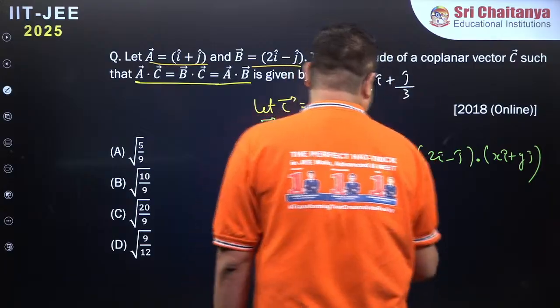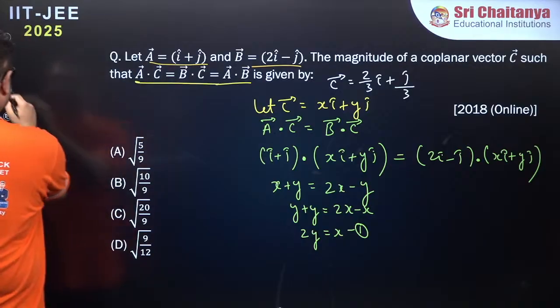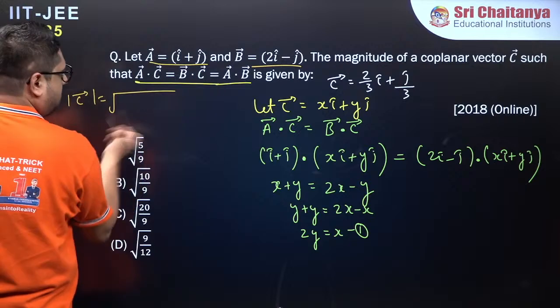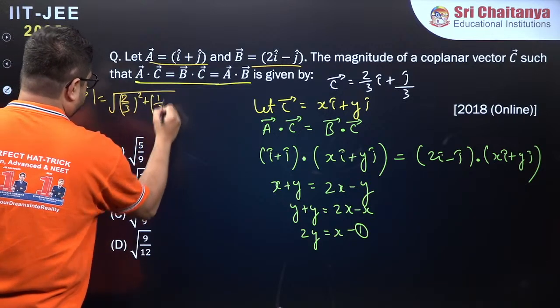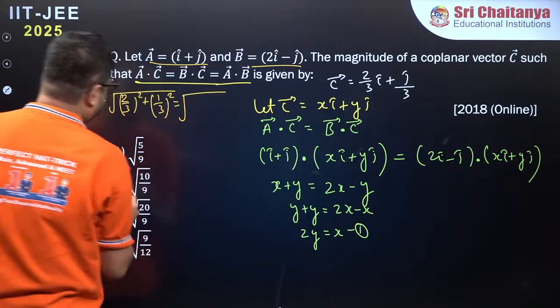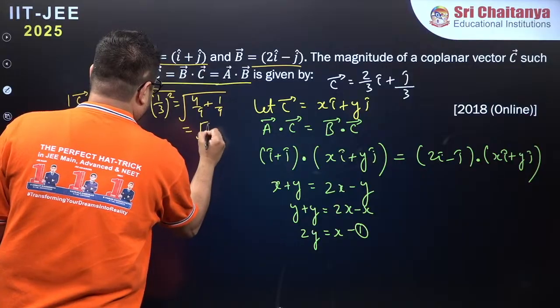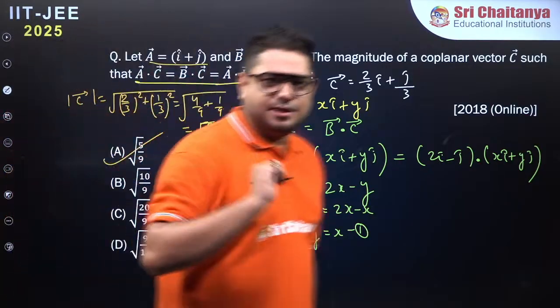So what will be the magnitude? I can find out the magnitude over here. The magnitude can be found by using this, isn't it? That's mod c, which is going to be the square root of (2/3)² plus (1/3)², isn't it? So that is equivalent to 4/9 plus 1/9, which is root 5/9, which matches with option number 1 of our given list of options.